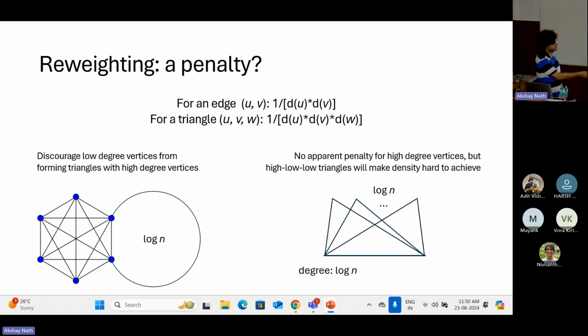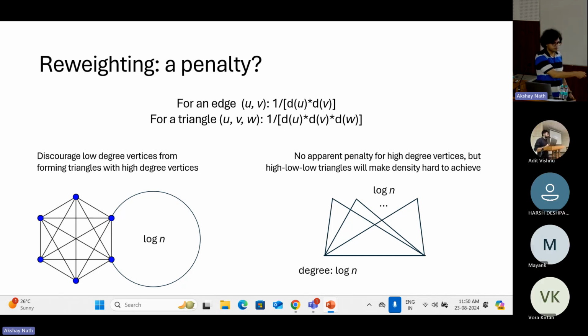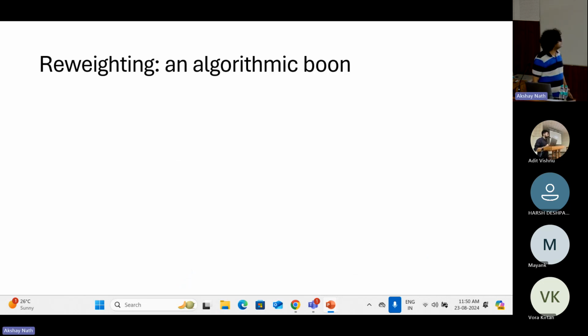Exactly. We still have this goal in mind. If these degrees are low, you will never form high density in this induced subgraph. Which means that if you also care about internal density, this case will just be discarded by that side. Does that make sense? So it turns out reweighting is actually an algorithmic boon. And this was an explicit case that the existing paper failed to solve.